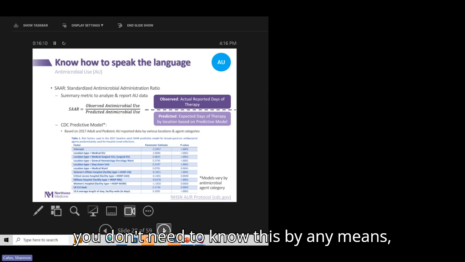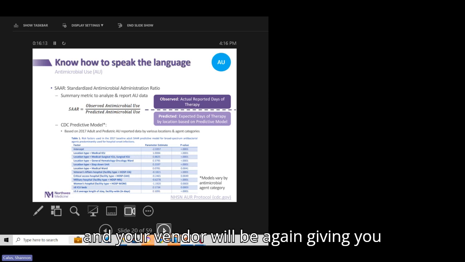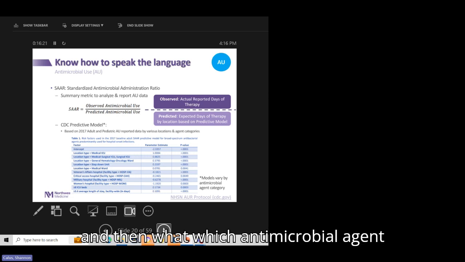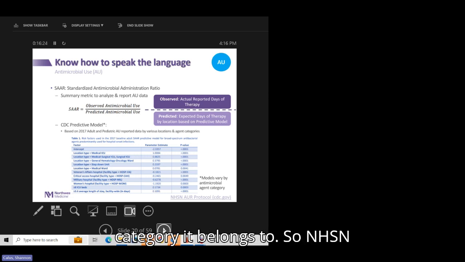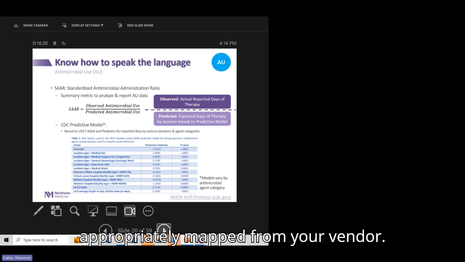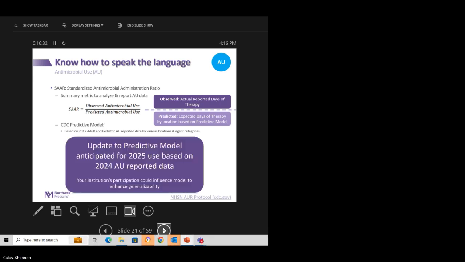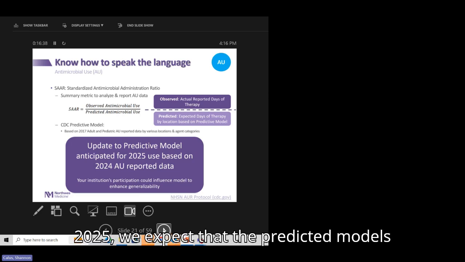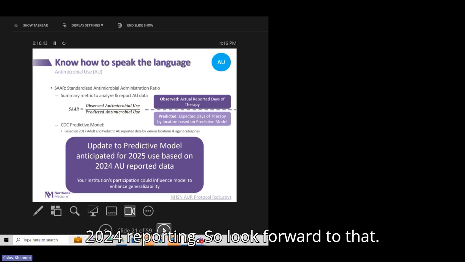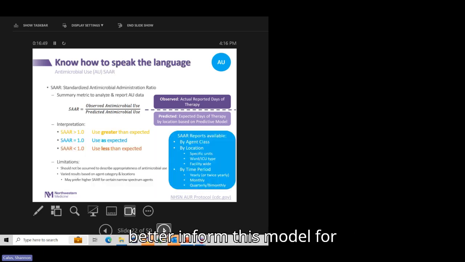So you don't need to know this by any means, and your vendor will be giving you the information appropriately. But this is why the mapping matters so much, because we want to know where they're coming from, where the data is collected, and then which antimicrobial agent category it belongs to. So NHSN does a ton of the work here, but again, it's essential to make sure it's appropriately mapped from your vendor. There is an expected update. So in 2025, we expect that the predictive models will be adjusted again based on 2024 reporting. So look forward to that. So again, as more institutions contribute to this, we'll be able to better inform this model.